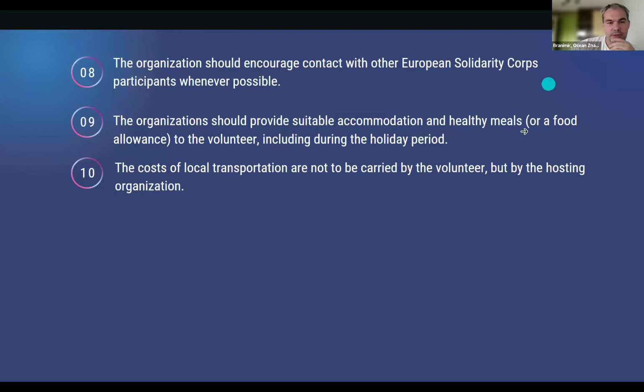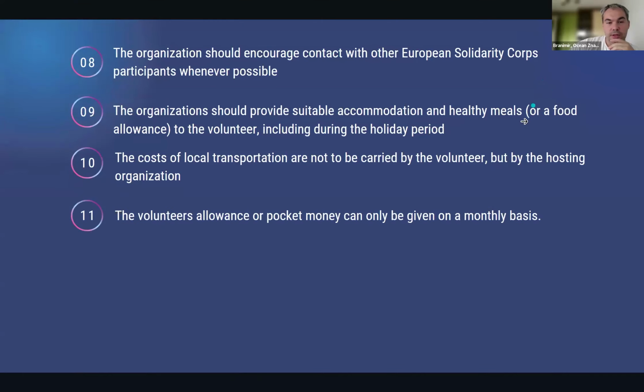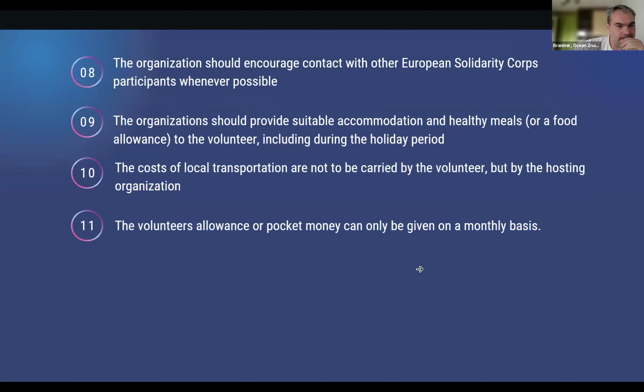Okay, cool. Let's continue. The volunteer's allowance or pocket money can only be given on a monthly basis. True or false? False. Exactly. This is false. Do you know what are some other options? If somebody would like to comment.